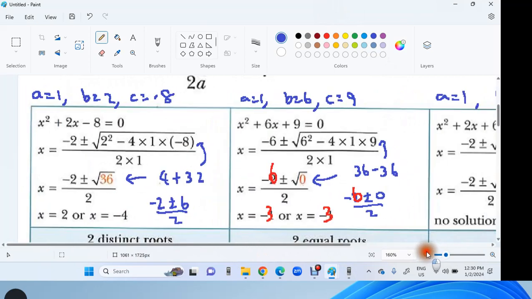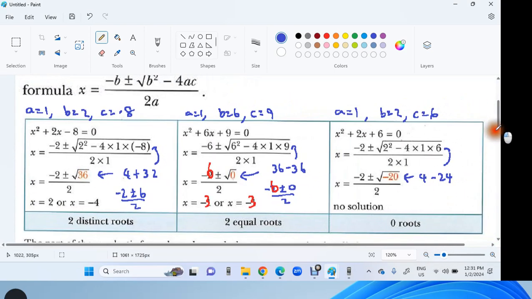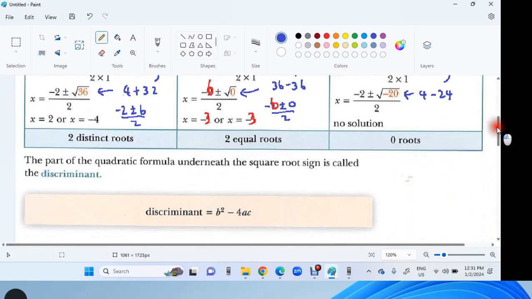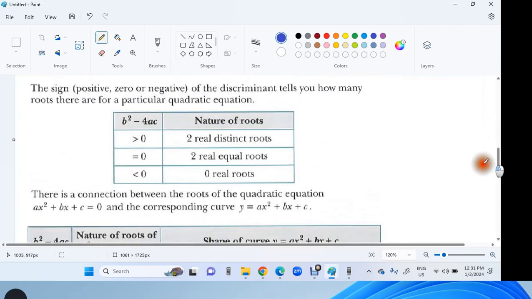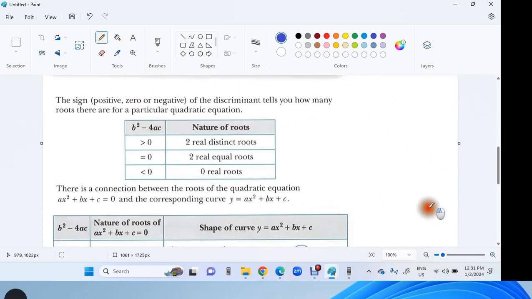Not a real number. So over here, we can see that what determines the number of roots, two real and distinct roots, two real and equal roots, or no real root, depends on the discriminant, that is b squared minus 4ac. The b squared minus 4ac will determine whether it has 2, 1 or no root. So the sign of the discriminant, b squared minus 4ac, tells you how many roots there are. So greater than 0, 2 real.